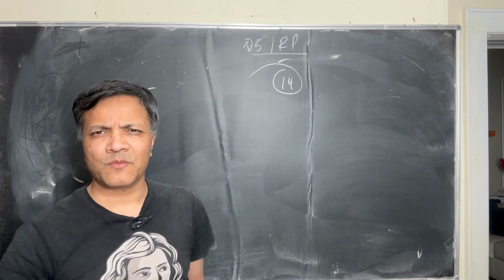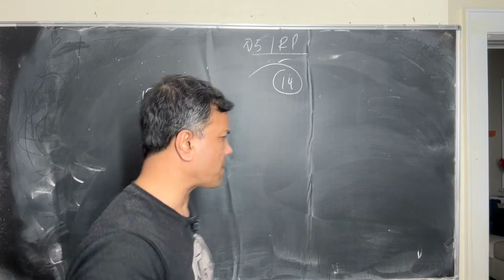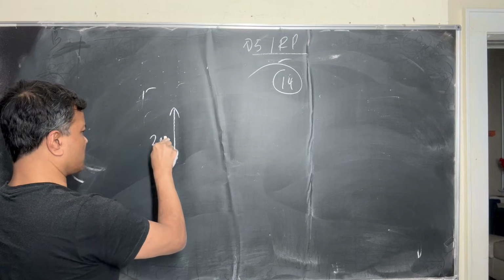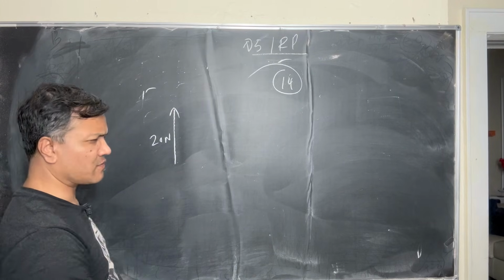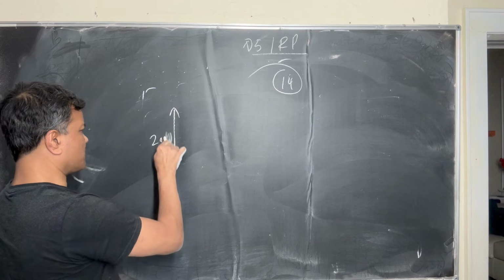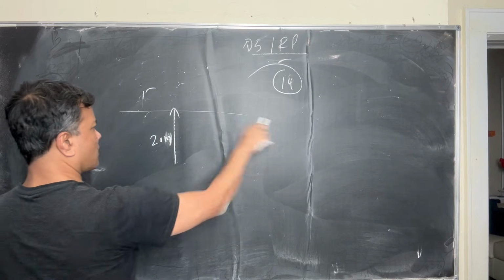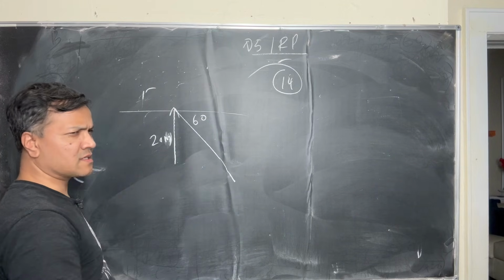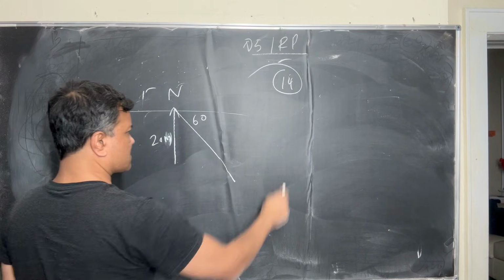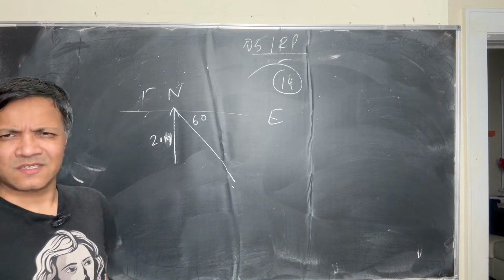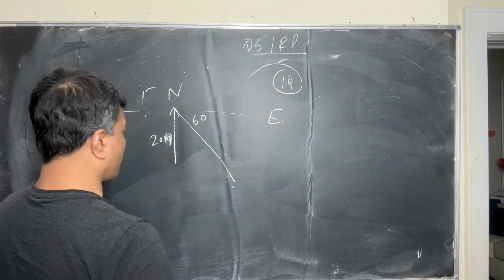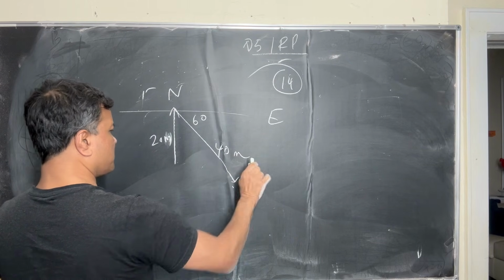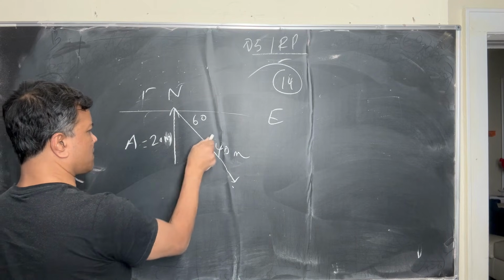What is this problem 14? I asked you to construct a parallelogram. So you're going to go 20 Newton. I don't know what I gave you, but let's say I gave you 20 meters. Doesn't matter. Then you're going to draw an x-axis and 60 degrees with respect to the x-axis, because I said this is north, this is east, so move northeast 60 degrees. So this is 40 meters. This is vector A, this is vector B.